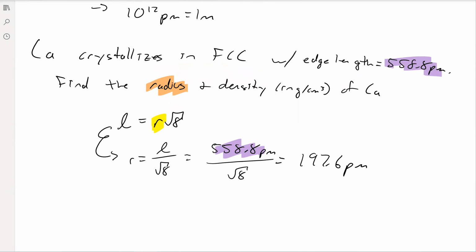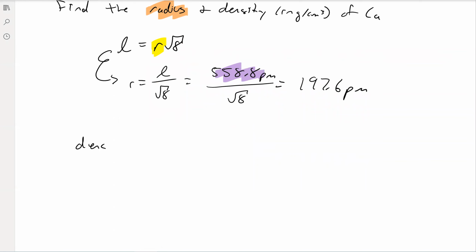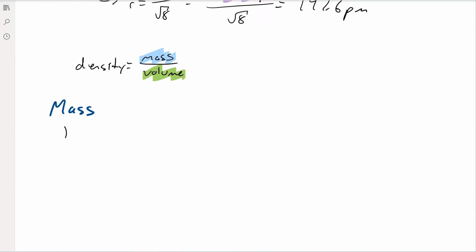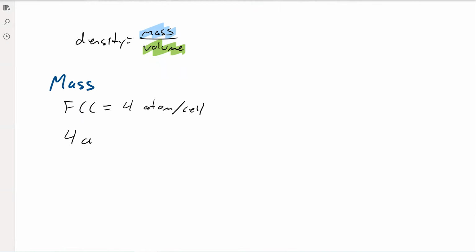The next thing that we want to know is the density of the compound. So we know that density is equal to mass over volume, and we can solve for each of these independently or all at the same time. There are different ways to do it. Feel free to do it whichever way makes you get the answer correct. So in terms of mass, we want to think about how many atoms we have in that cell and then how much that weighs. We know that face-centered cubic has 4 atoms per cell, and so we can think about it as 4 atoms.